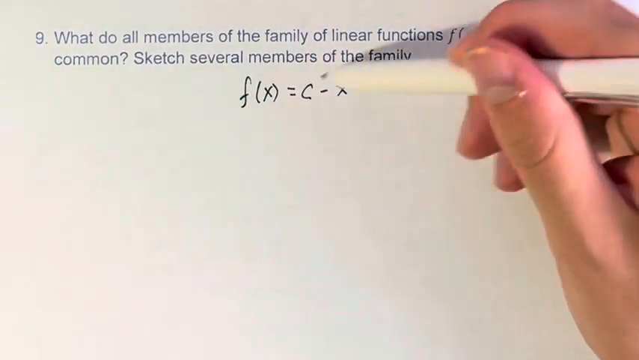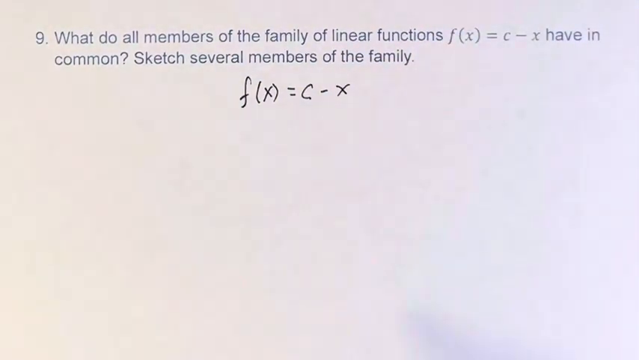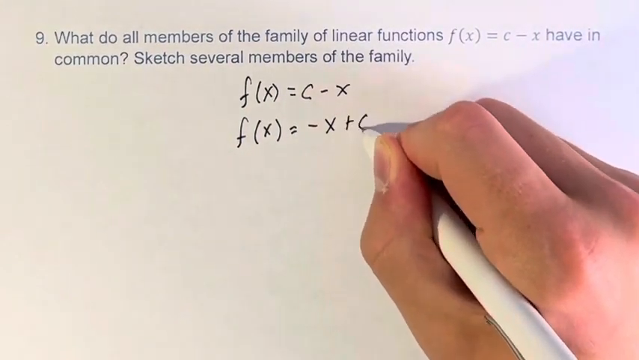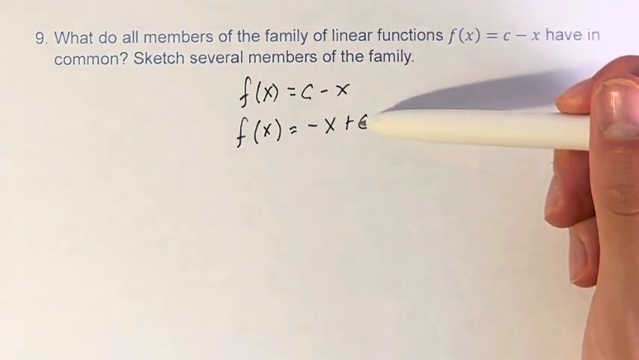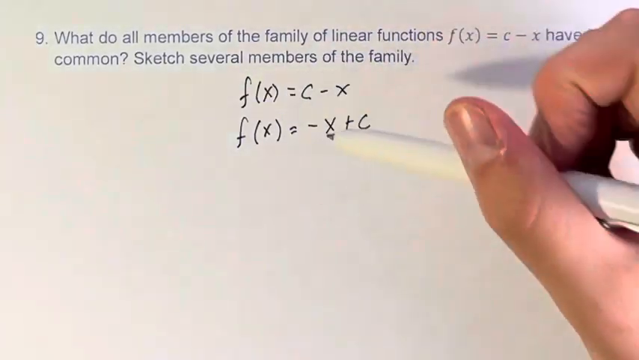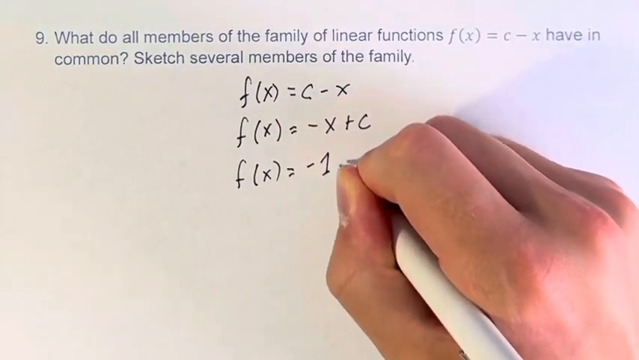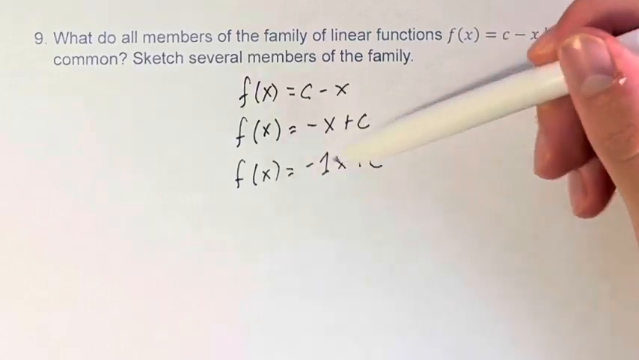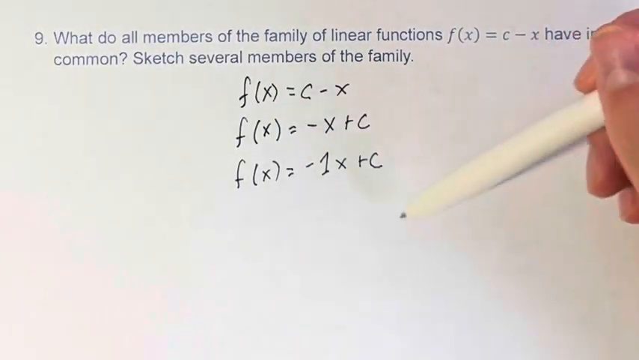What I'm going to do is rearrange this just to make it a little bit more familiar. If we turn this into f of x is equal to negative x plus c, this is in slope-intercept form. And we can see that all of these functions have the same slope, right? Since this is equal to f of x is equal to negative 1x plus c, all of the functions in this family have a slope of negative 1, and they're simply differentiated by c having different y-intercepts.